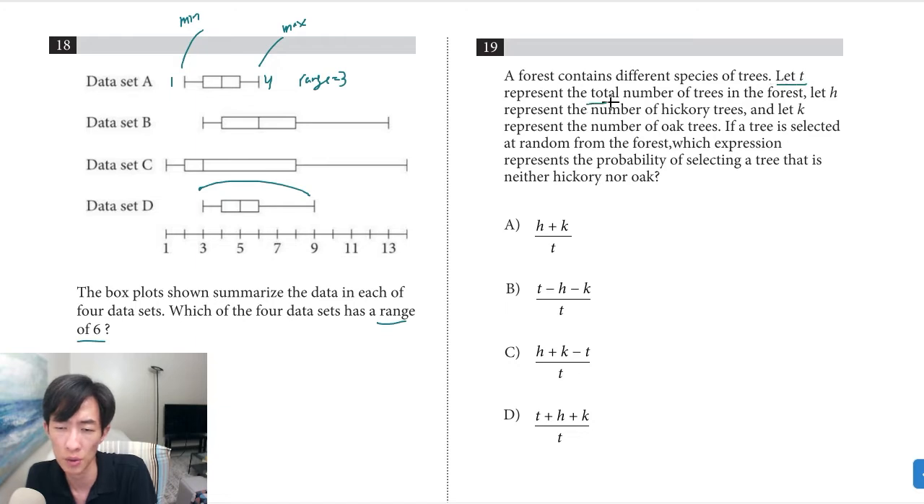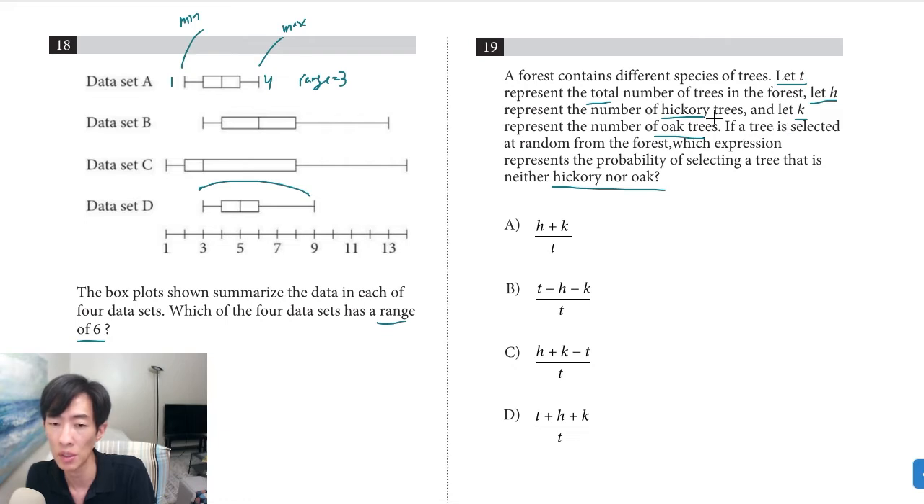T is the total number of trees. H is the number of hickory trees. K is the number of oak trees. If a tree is selected at random from the forest, which expression represents the probability of selecting a tree that is neither hickory nor oak? So you could pick numbers for these if that makes your life easier.